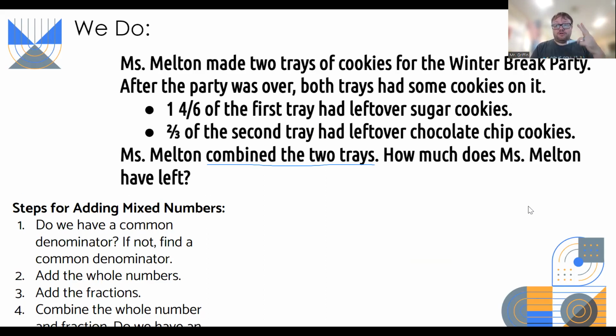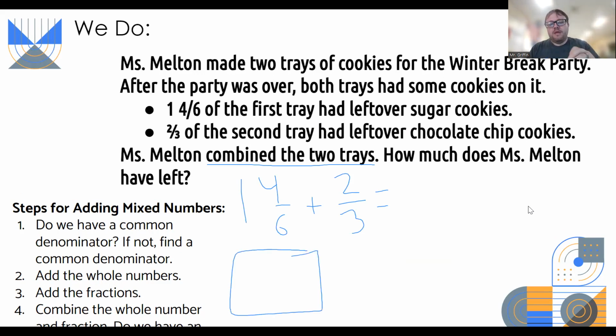Right, you're combining the 2 trays, so you're adding. So we're doing 1 4/6 plus 2/3. All right. How many holes do we have? Shout it out. How many holes do we have already? 1 hole. So you add your 1 hole. Then draw your fraction with the smallest denominator.